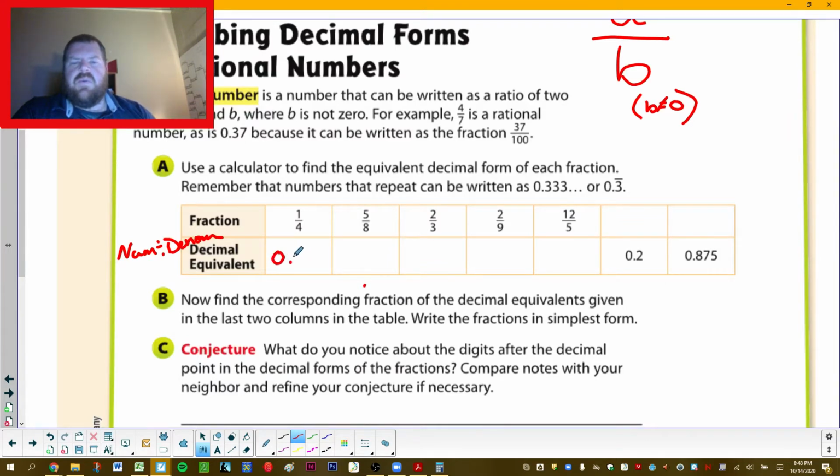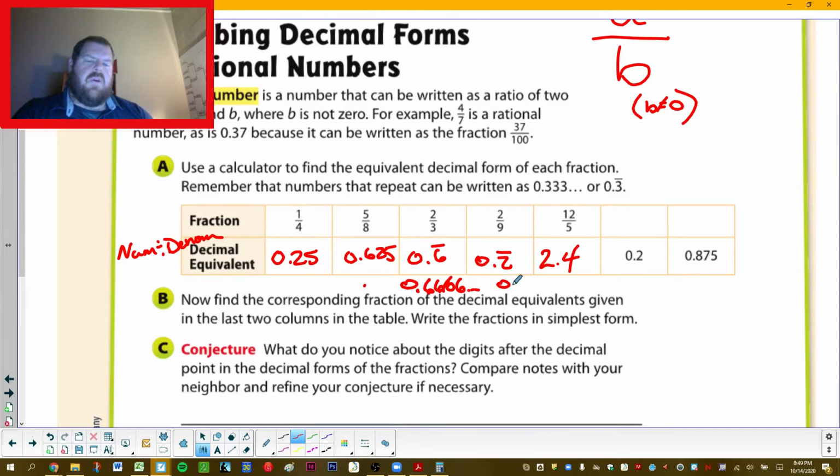So we get 0.25, 0.625, 0.6 repeating, 0.2 repeating, and 2.4. Keep in mind that these two repeating decimals are the ones that look like this. They repeat that same number over and over and over again. Okay?